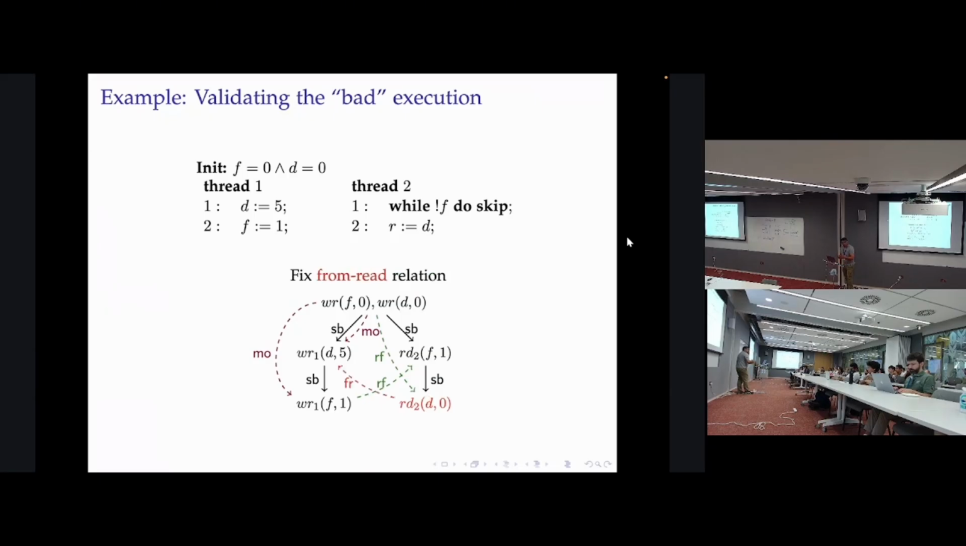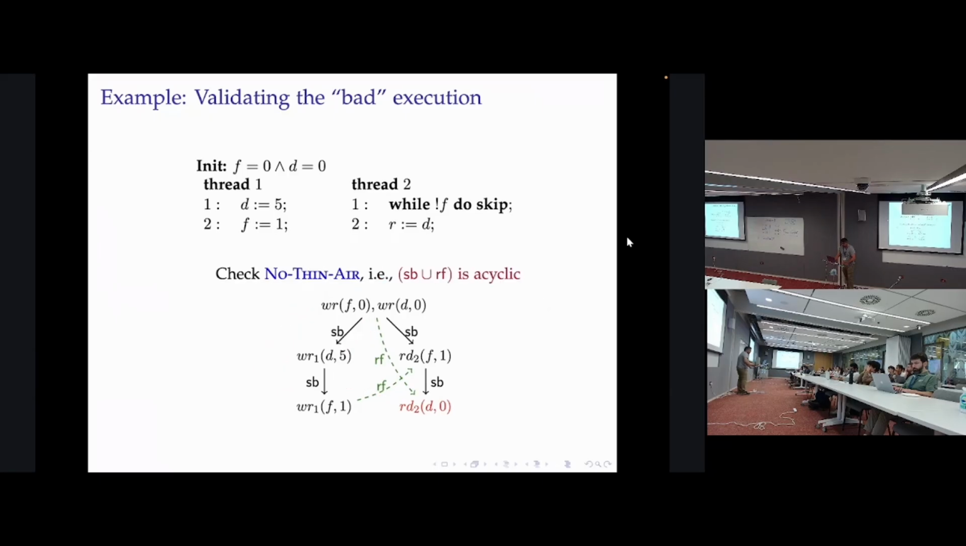Now there's another one called FR, which I didn't really get into, but maybe I should talk about it now. This is defining the writes that overwrite writes that you read from. So think about it: this read is reading from that write, and that write occurs after. So you have a from-read edge from there to there. That's what happens.